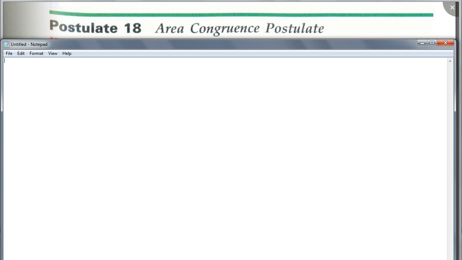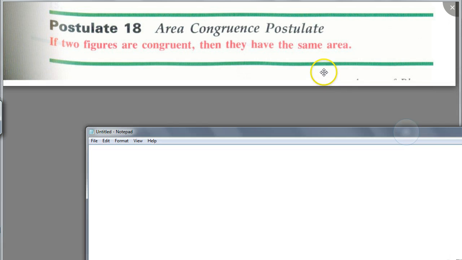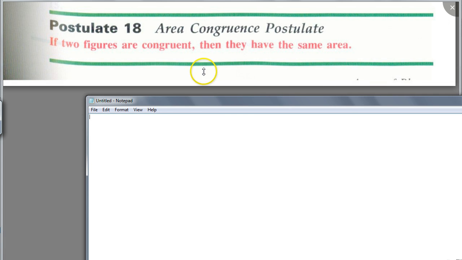Not quite. So basically, if two figures are congruent, what can you tell me about their area? Yeah, they're the same. That's basically what it is. Okay, so it says, if two figures are congruent, then they have the same area.